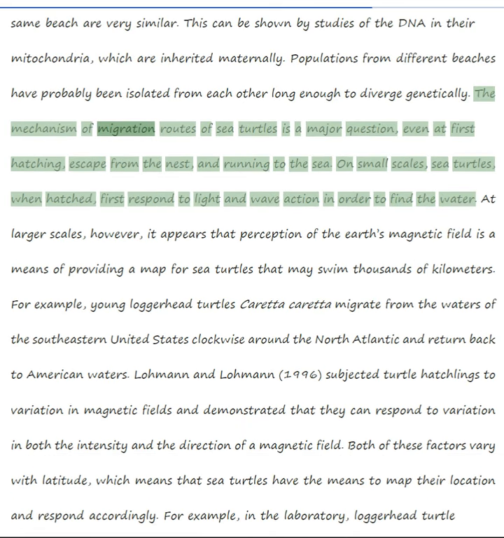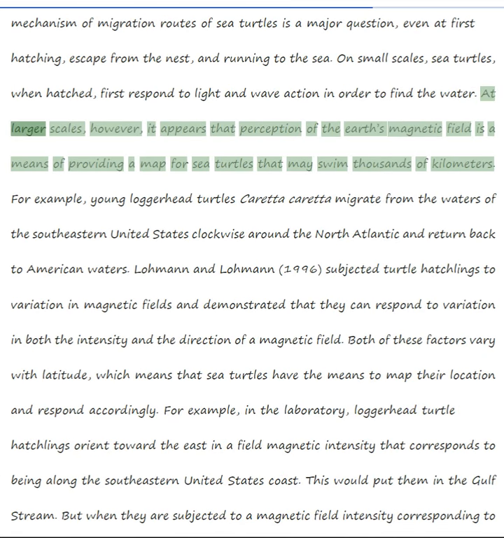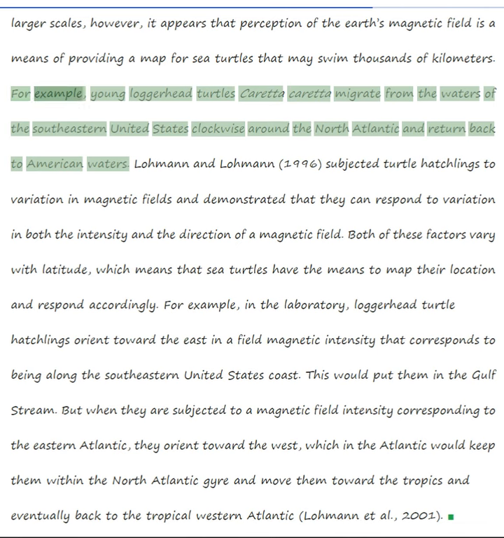The mechanism of migration routes of sea turtles is a major question, even at first hatching, escape from the nest, and running to the sea. On small scales, sea turtles, when hatched, first respond to light and wave action in order to find the water. At larger scales, however, it appears that perception of the Earth's magnetic field is a means of providing a map for sea turtles that may swim thousands of kilometers. For example, young loggerhead turtles Caretta migrate from the waters of the southeastern United States clockwise around the North Atlantic and return back to American waters.